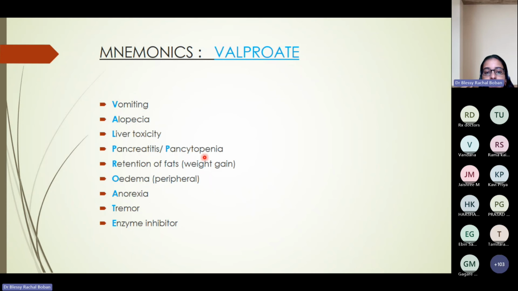Pancreatitis, pancytopenia, that is all blood counts will be lowered. Pancytopenia, pan means all. So see here, you can see pancytopenia. In some exam papers, you can see they will ask you. Any doubts, anyone having something to ask?